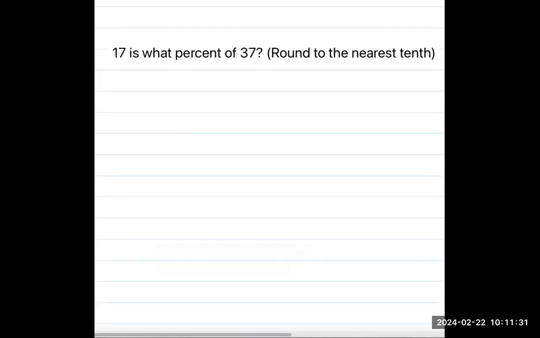Here we're being asked, 17 is what percent of 37? And we have two ways we can do that. Method one is just to say that the percent is the part over the whole. And in this situation, the part is 17 and the whole is 37.